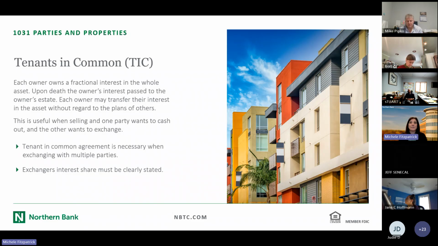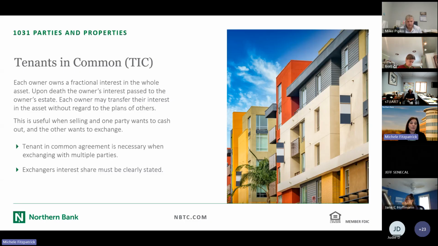And why we like tenants in common from an exchange standpoint is that when you go to sell, all the parties can go their separate ways. If I owned a property with 2 partners and I wanted to exchange and the other 2 wanted to cash out, from a tenant in common structure I can exchange my 33 1/3%, and my other 2 partners can take their cash, pay their taxes, and go. Really simple. It's so easy to exchange out of properties with tenants in common.